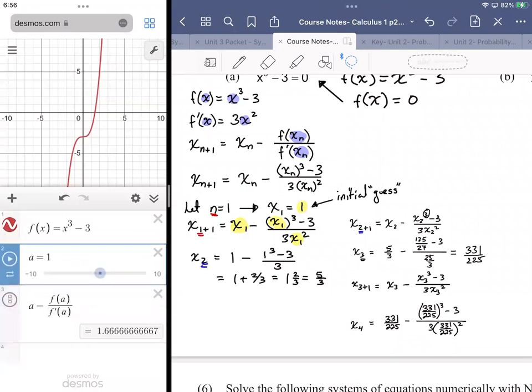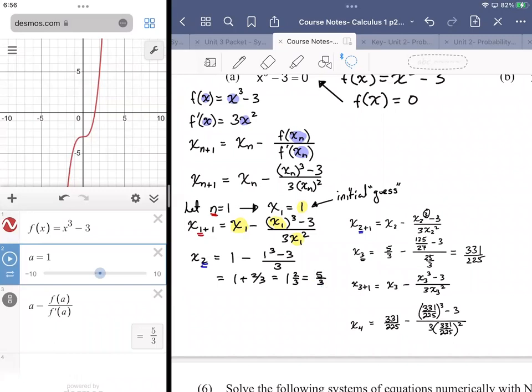Now, you may not recognize this, but when you create a slider, the default value is 1. It plugged in a 1 for a, and it gave me 1.6 repeated, which in fraction form is 5/3. So it actually gave us the first iteration. All right, so it gave us this value here.